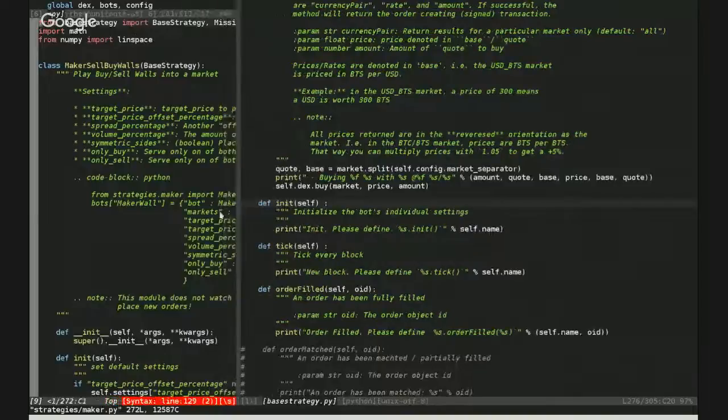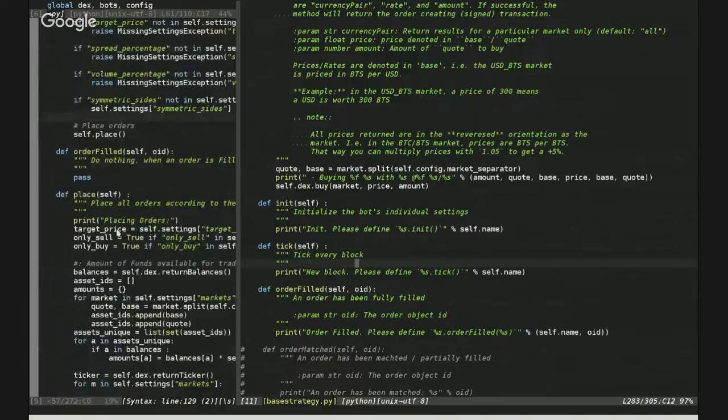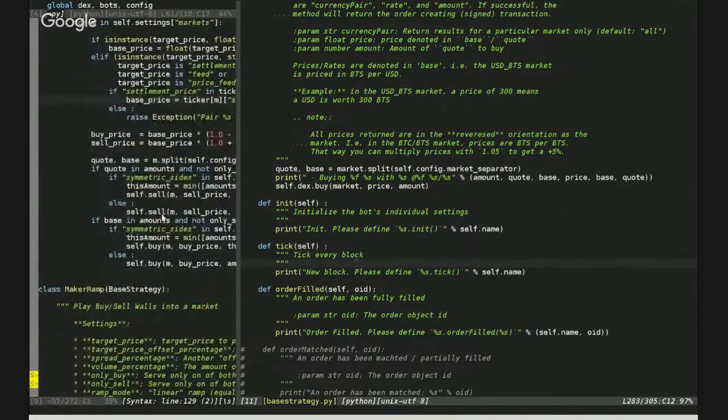We have this overload over here. It deals with some default parameters and puts the actual place call over here. There's a method called tick that will be executed when you run the code continuously, on every new block. In the maker kind of bot, there's no tick overloaded, so there's just nothing going to happen if you run this continuously. So that strategy works best if you just run it in a cron job or something.